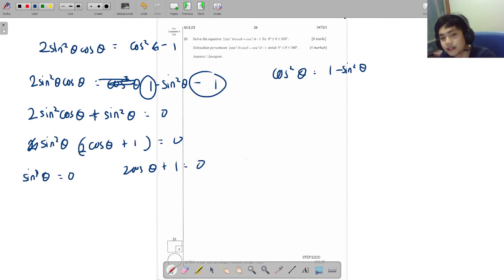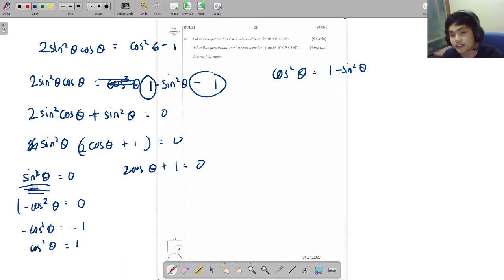Now the problem with this is that you will be missing an answer here, most likely, because if we were to just solve sine square theta, we will only get one answer, if you notice. So we have to convert this back into cos, so it'll be 1 minus cos square theta equals 0. The reason why we do this is that if we solve sine square theta, we miss out one answer.